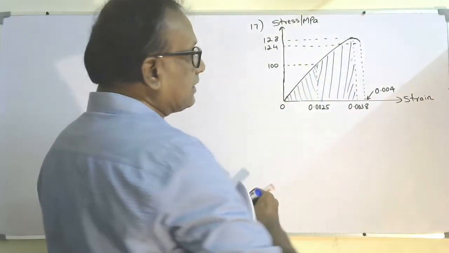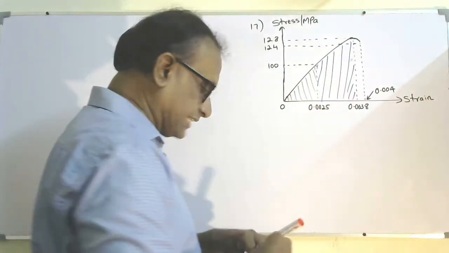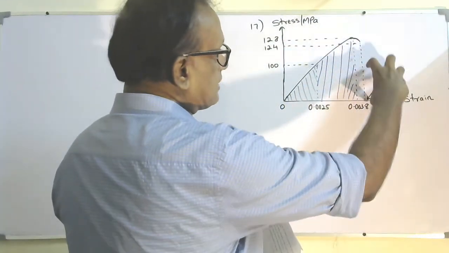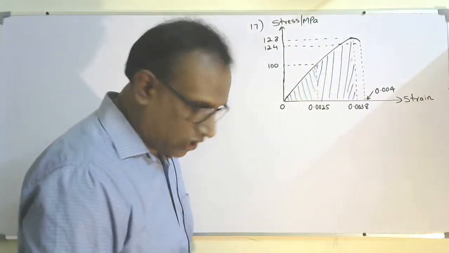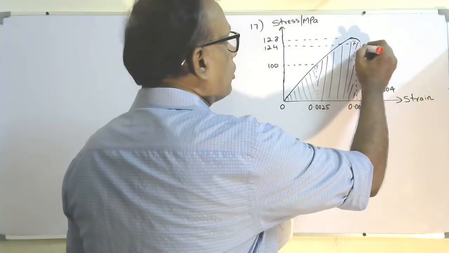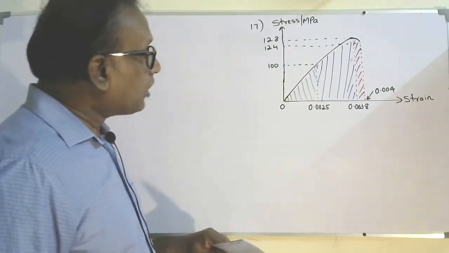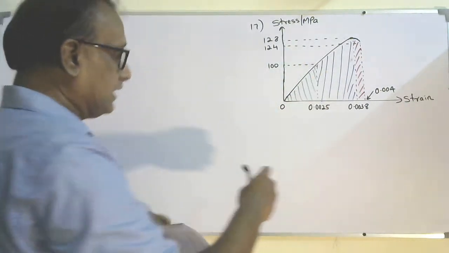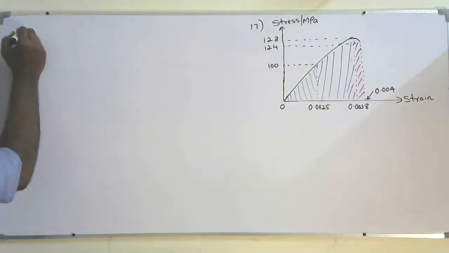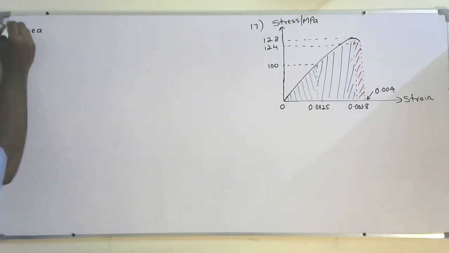Then this part also looks like a trapezium because these two sides are not the same. So we'll find the area of this trapezium also. We'll find the areas one by one, starting with the first triangle, and then the total area under the graph. This is the B part of question number 17.